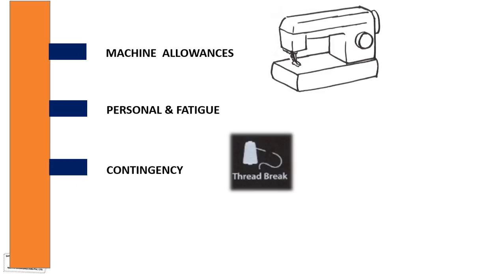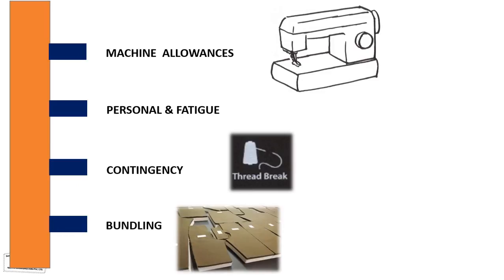Bundling allowances are added as the worker takes some time to open and then in the end tie the bundle back after all parts have been worked upon. We will discuss each of these allowances one by one.